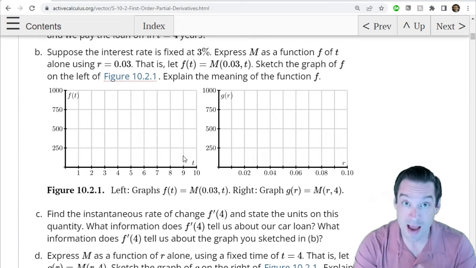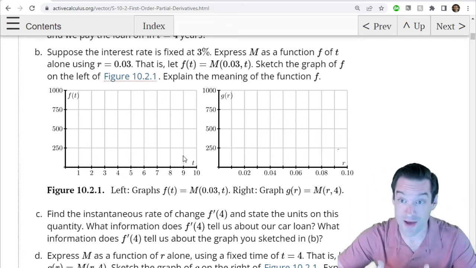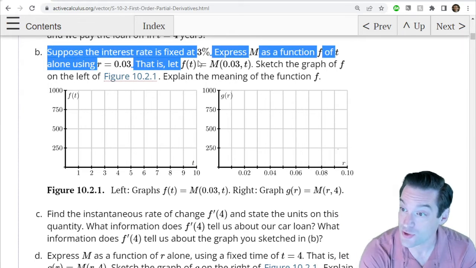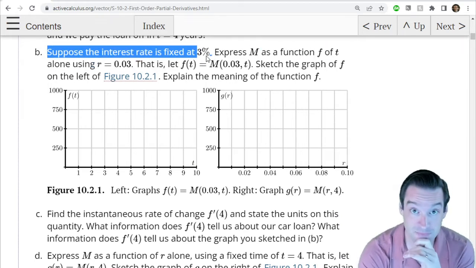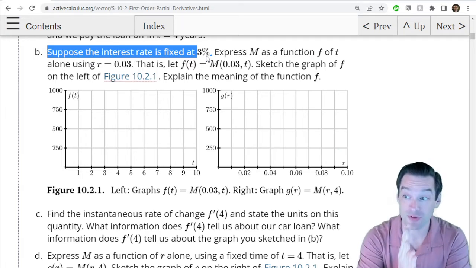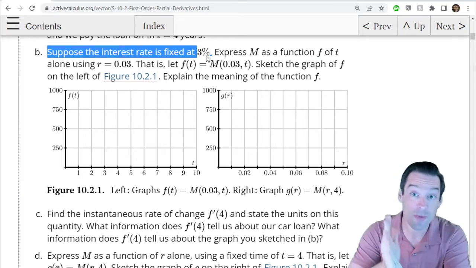That's just evaluating this function of several variables at the point in question. So now the next part is where we start taking traces, slices of the graph in vertical planes. And we do that by saying things like, suppose that the interest rate is guaranteed to be 3%. So suppose that we don't let the interest rate vary. We just let the interest rate be 3%, and look at how the monthly payment depends on the length of term only.